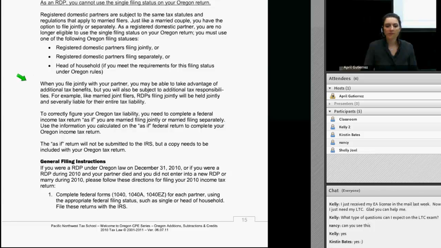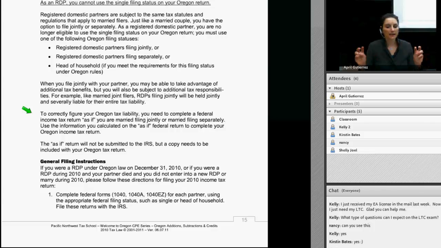When you file jointly with your partner, you may be able to take advantage of additional tax benefits, but you will also be subject to additional tax responsibilities. For example, like married joint filers, RDPs filing jointly will be held jointly and severally liable for the entire tax liability.